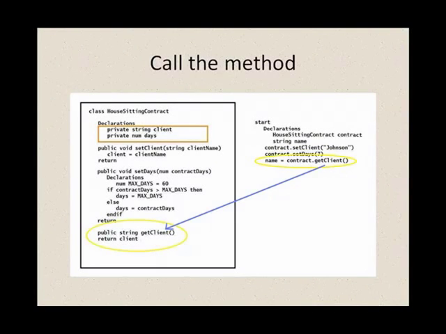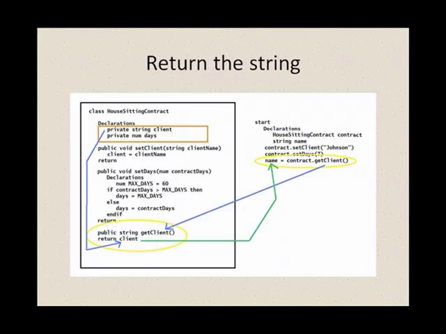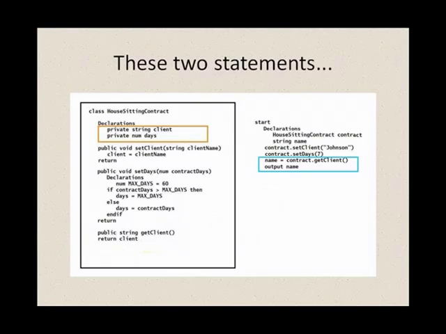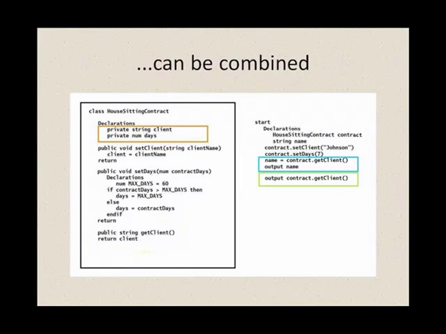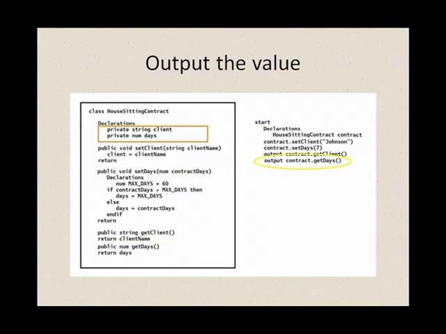Contract.getClient is a method call, and the method in the class can access its own data, and that can be returned to the outside. Then you might output the name. Incidentally, these two statements, name equals contract.getClient and then output name, could be combined into one, output contract.getClient. You could add another public method to your class to return the private days, and then you could output the days within the program. When you finish a class, you typically add an end class statement, and when you finish a program, of course, you typically add a stop statement.